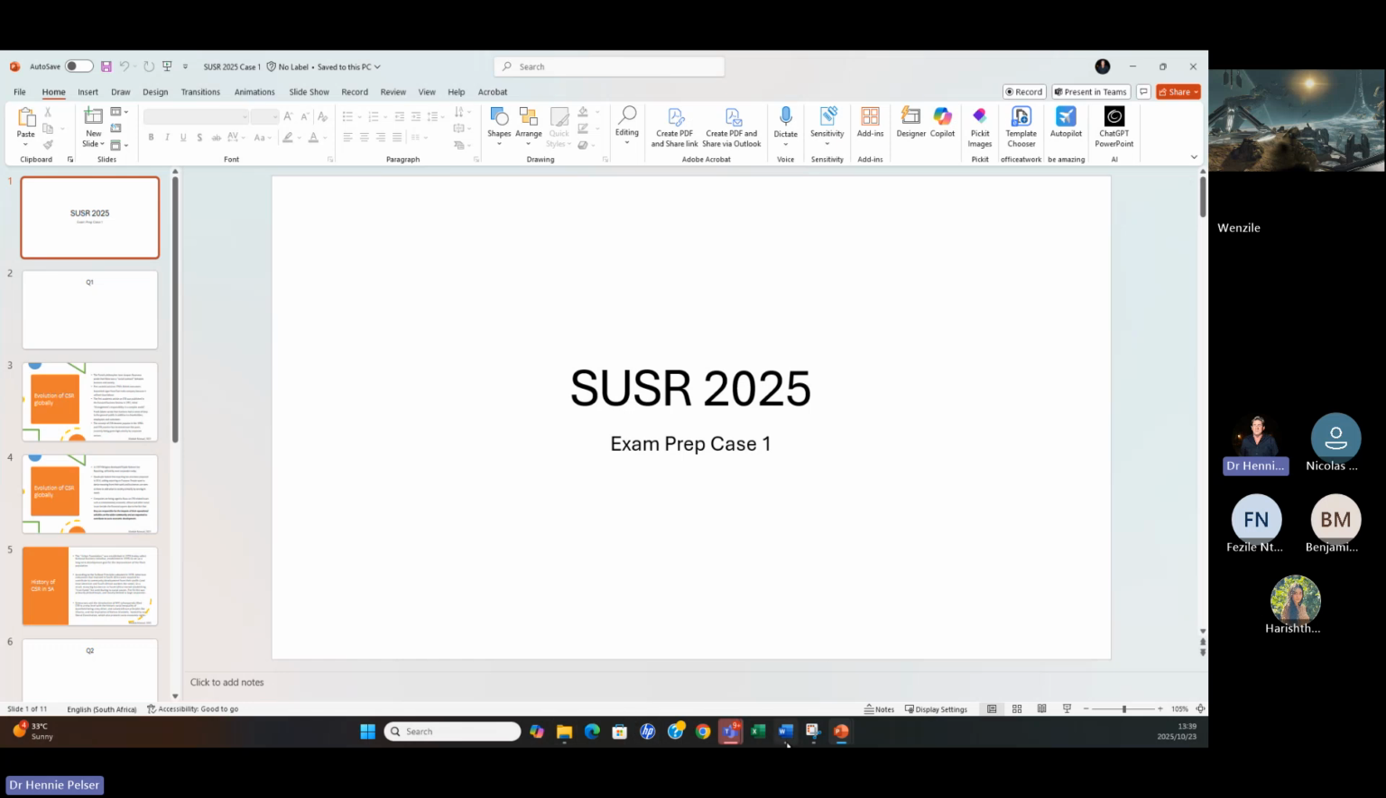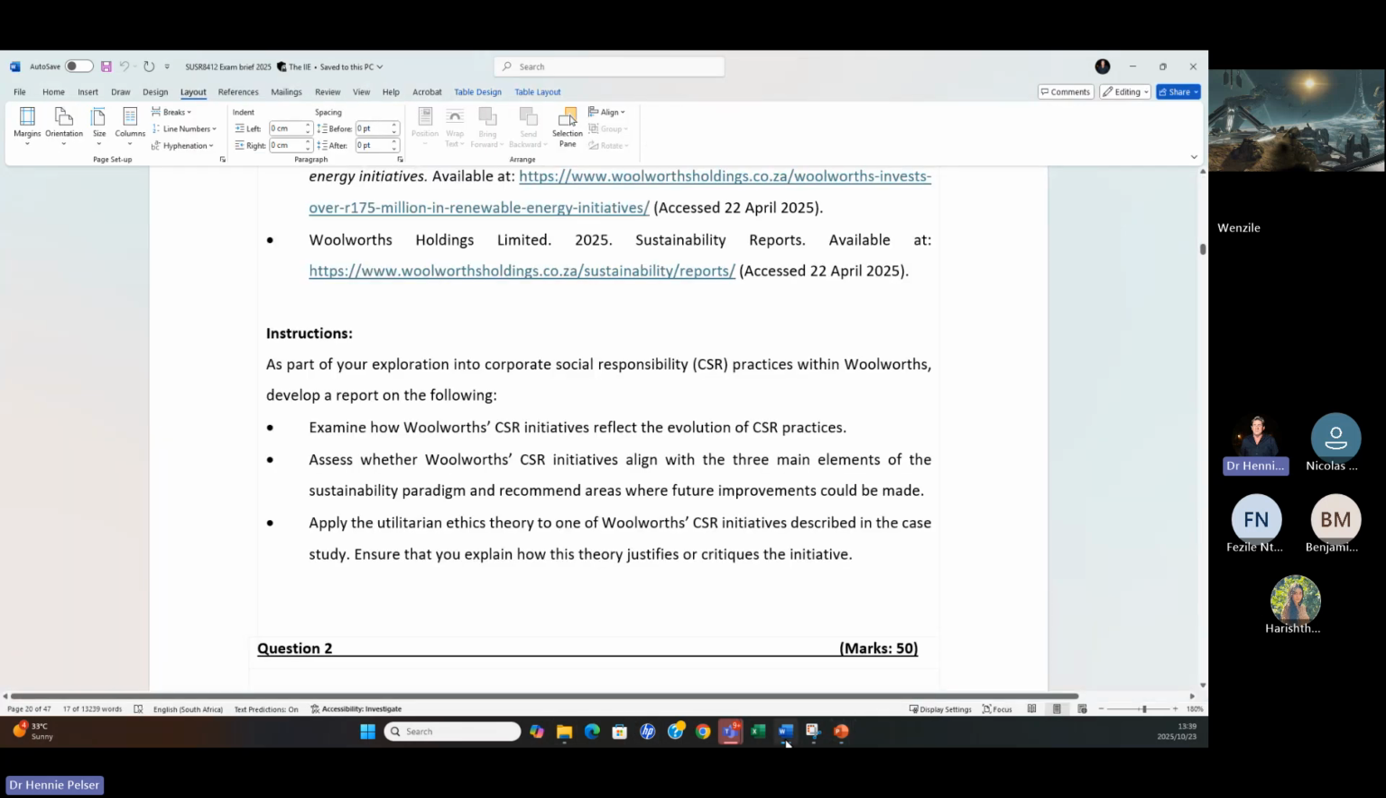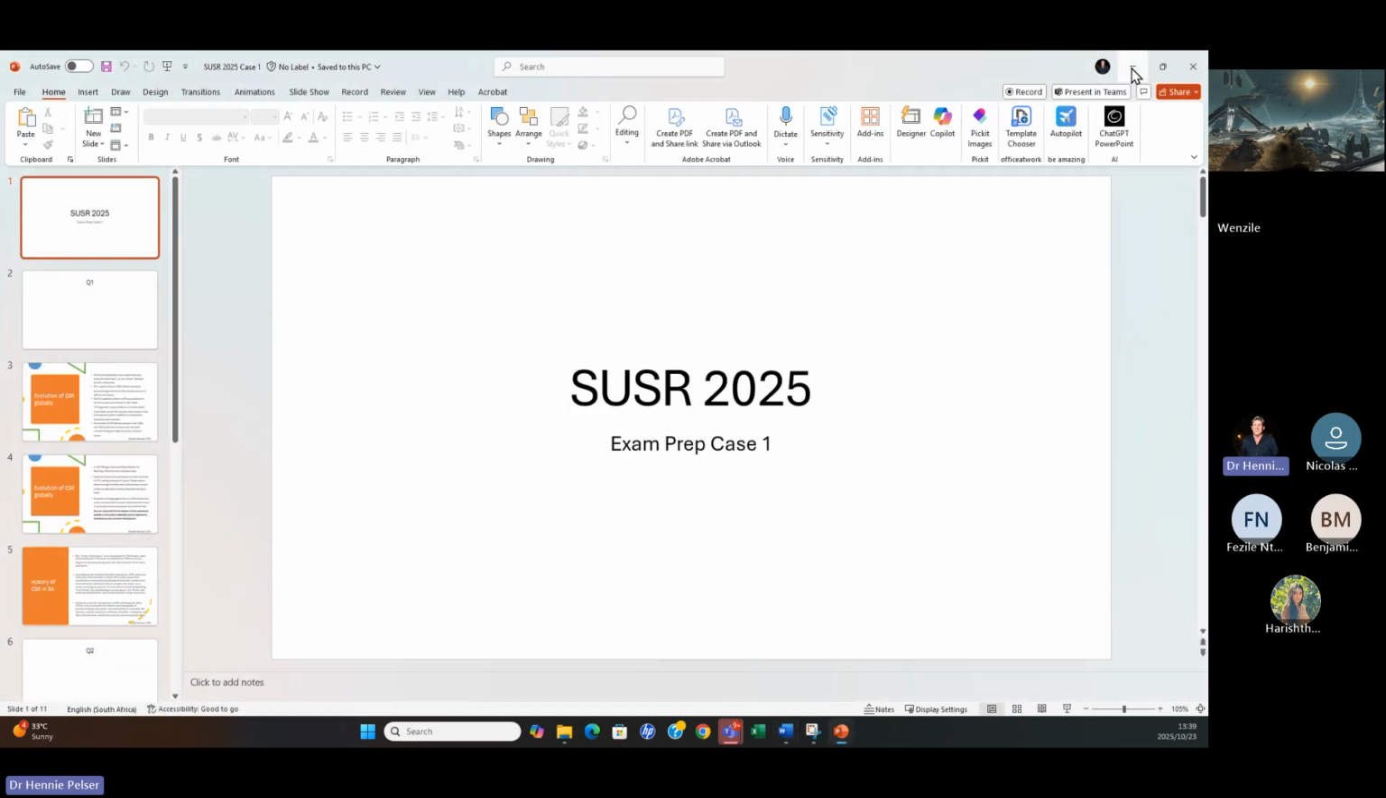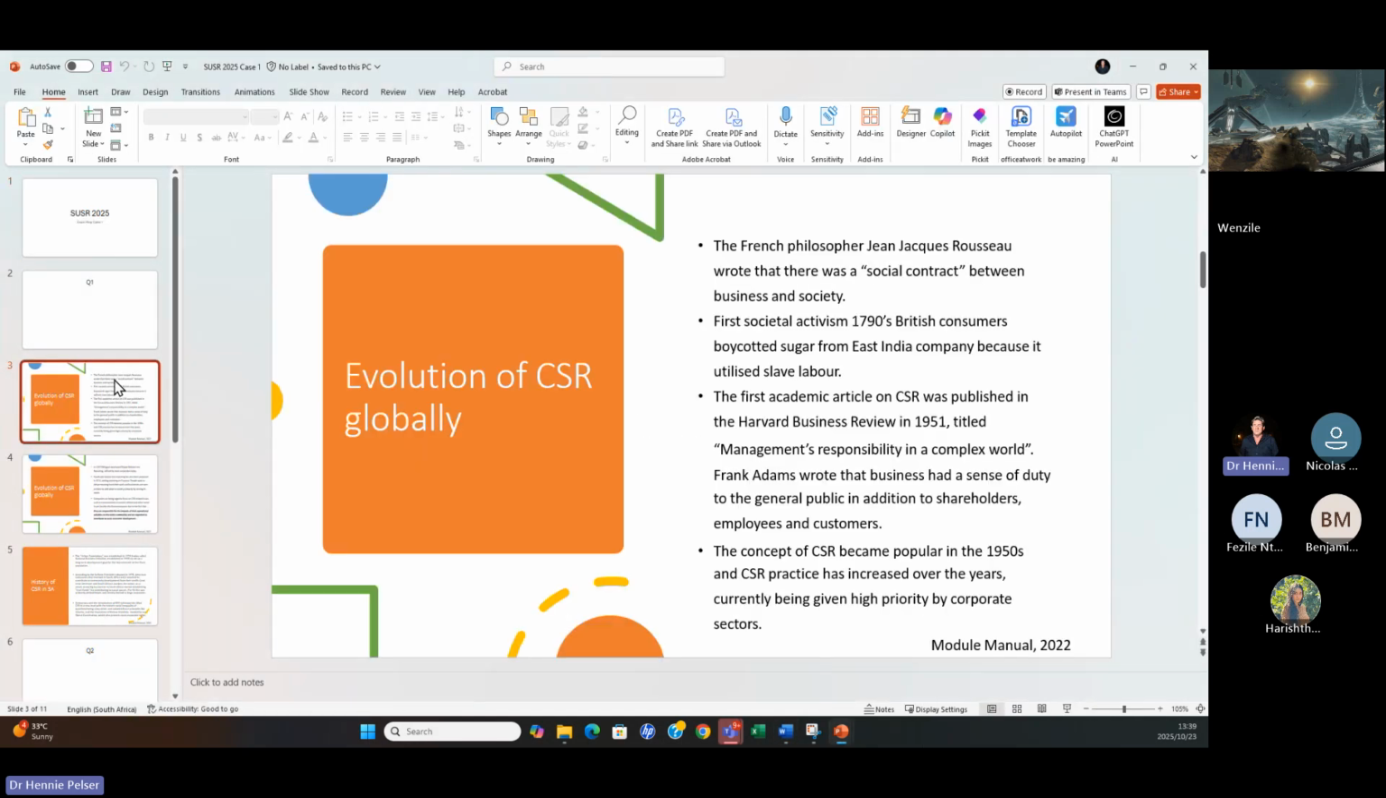It might go perfectly. So to look at the questions, the first one: how Woolworths, through their initiatives, reflect the evolution of CR practices. I've adjusted the written bit that we had initially put into the Word case studies and just updated it. So here is what we're looking at.